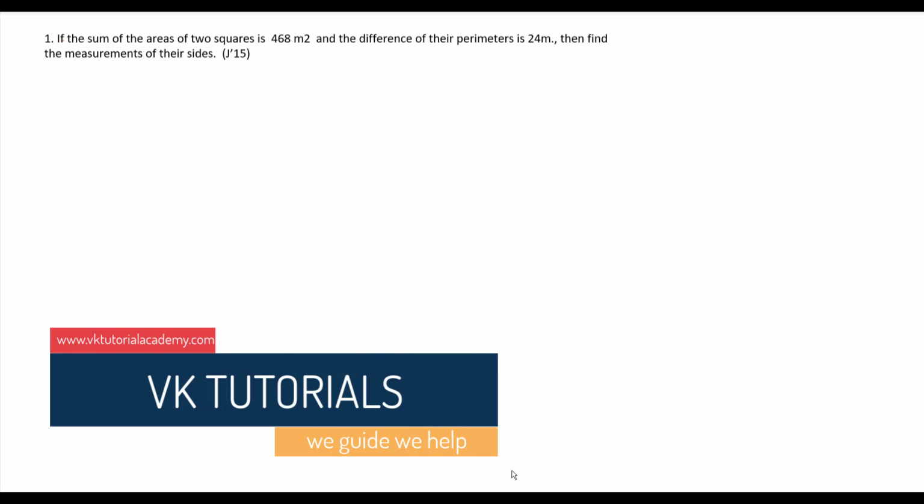In this video, I'll be teaching you the most important questions from quadratic equations for your board exams. So here's the first question. It says, if the sum of the areas of two squares is 468 meters square and the difference of their perimeters is 24 meter, find the measurements of their sides.